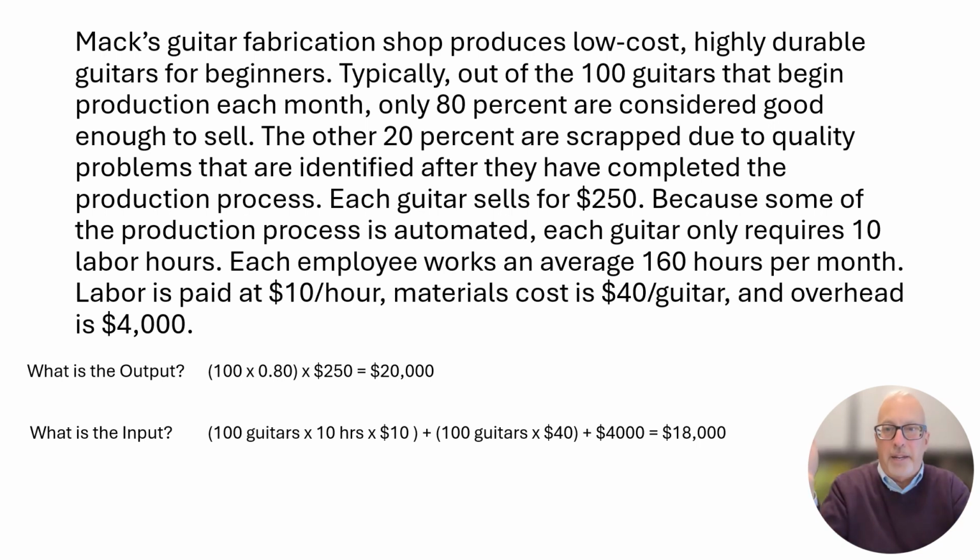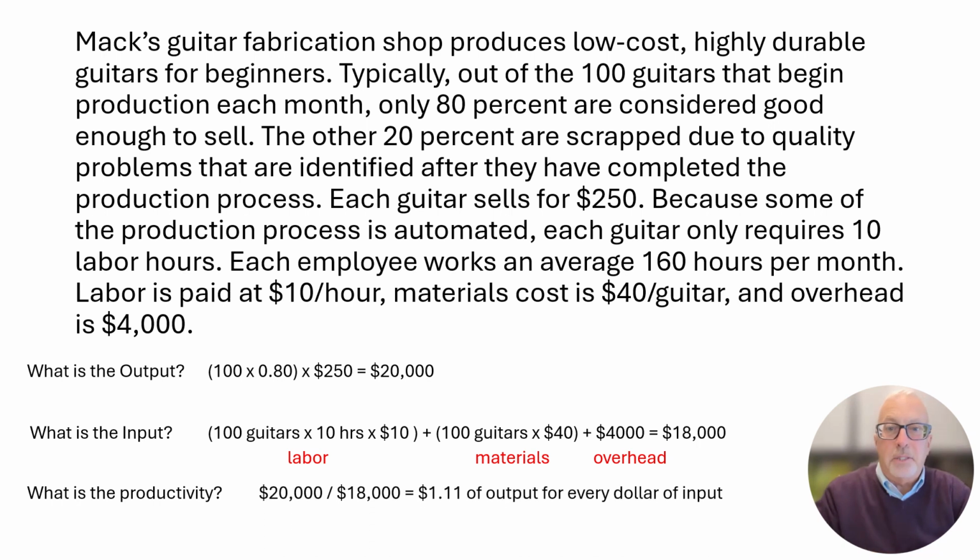And then overhead, for the accountants in the course, you'll recognize what that is. That's for all those other costs that it's hard to assign to a single unit of output. It's like lighting and attorney's fees and HR department and sales brochures and all those other things that we need to run our business. That's the $4,000. So if we add all those together, we get $18,000. Labor, materials, and overhead, multi-factor. What is the productivity? It's going to be the 20,000 divided by 18,000, which gives us a factor of $1.11 of output for every dollar of input.